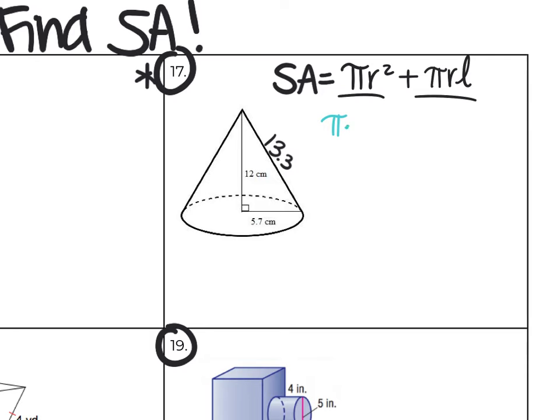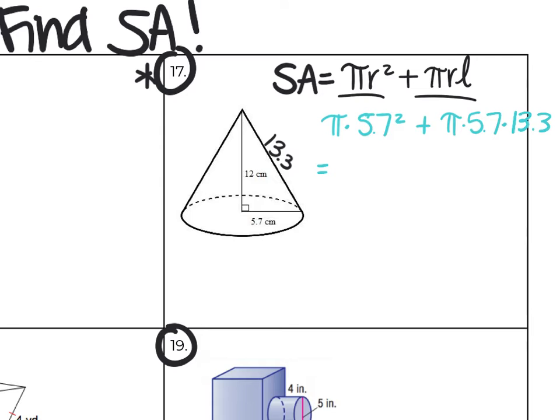So pi times, Peyton, what's the radius? Good, and I'm going to do what with that? Square it. Okay, don't forget. Plus pi times r. Do I square the second r? No. And then the slant height is the 13.3. Okay? So you can type that in all at once. Just be careful about typing and make sure you double check your calculator. All right.